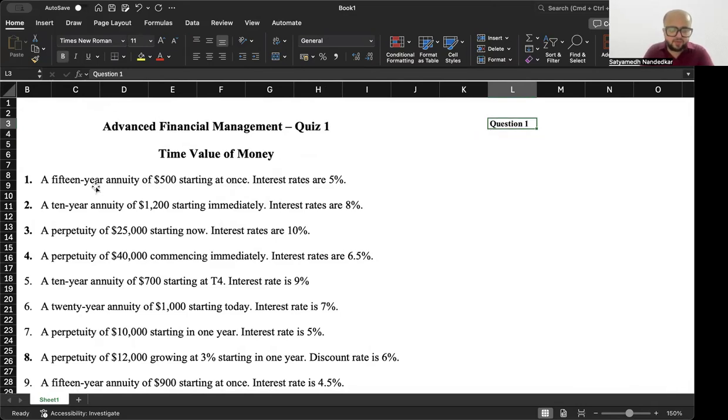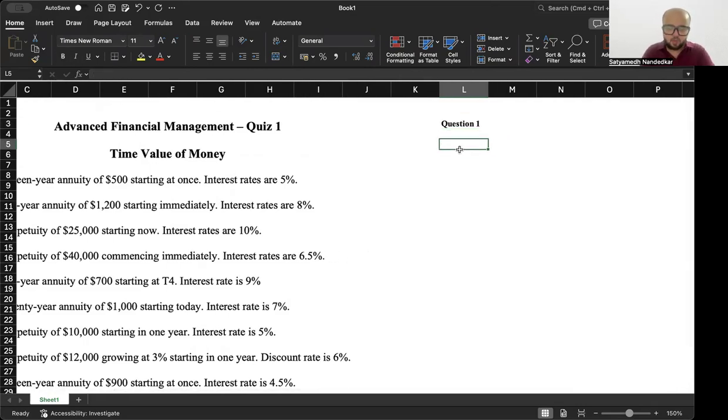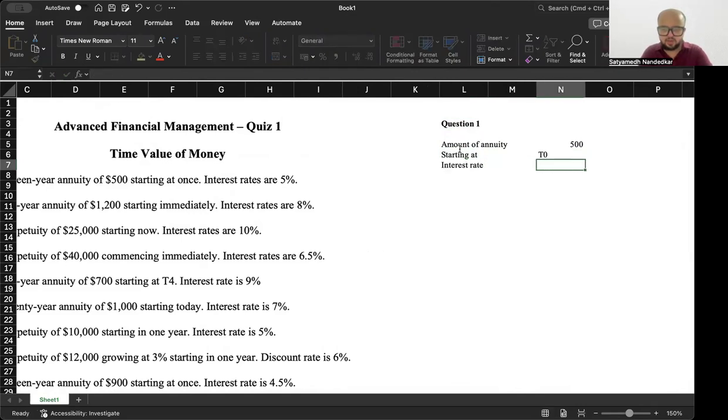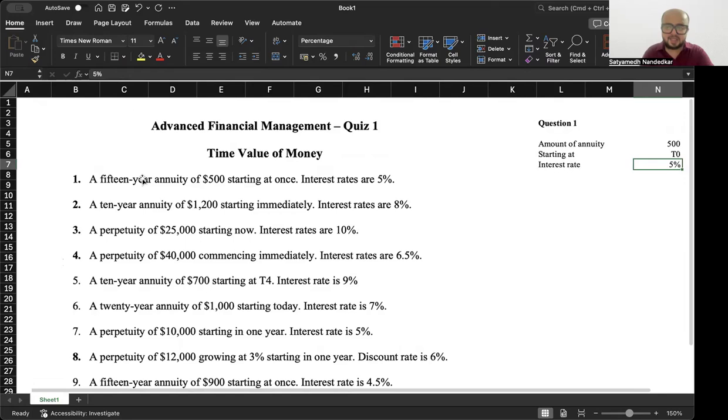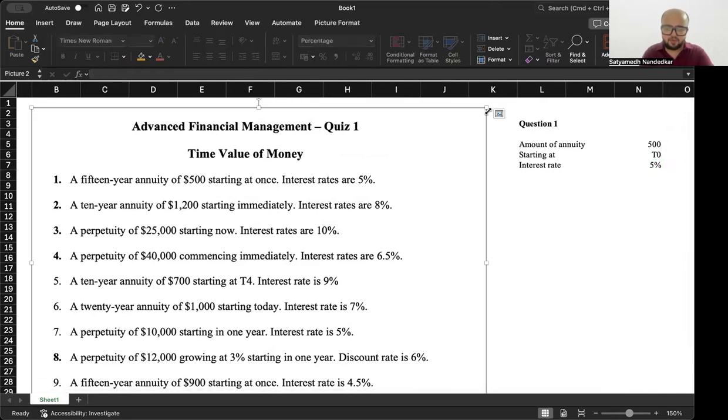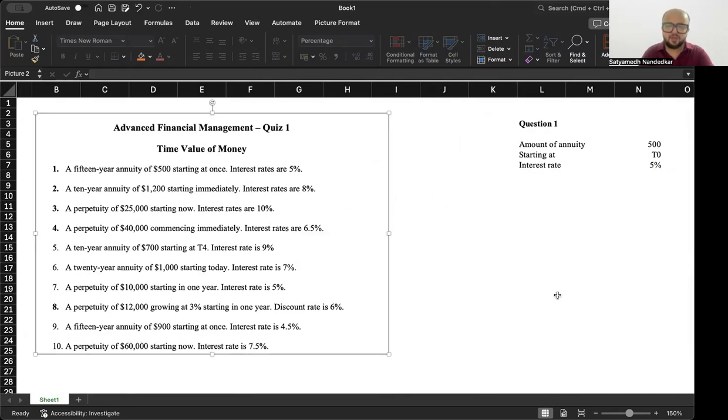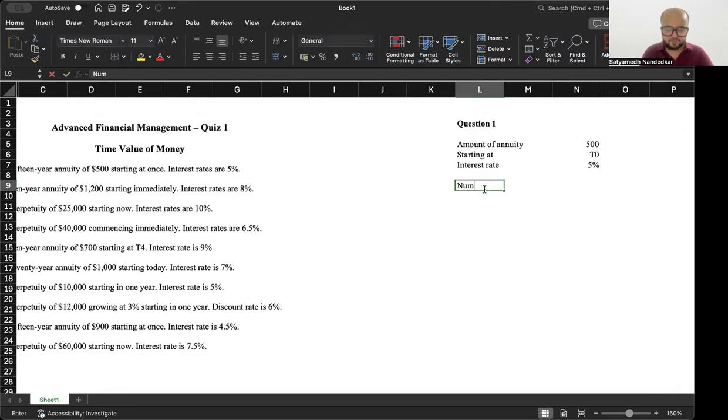Question one, a 15-year annuity of 500 starting at once. Interest rates are 5%. What is the amount of annuity? It's an annuity of 500. Okay. When is it starting? It is starting at T0. And what is your interest rate? Your interest rate is 5%. And how many installments? It's a 15-year annuity. Okay. So if you have a 15-year annuity, that means there are 15 installments. And now, number of installments is 15.